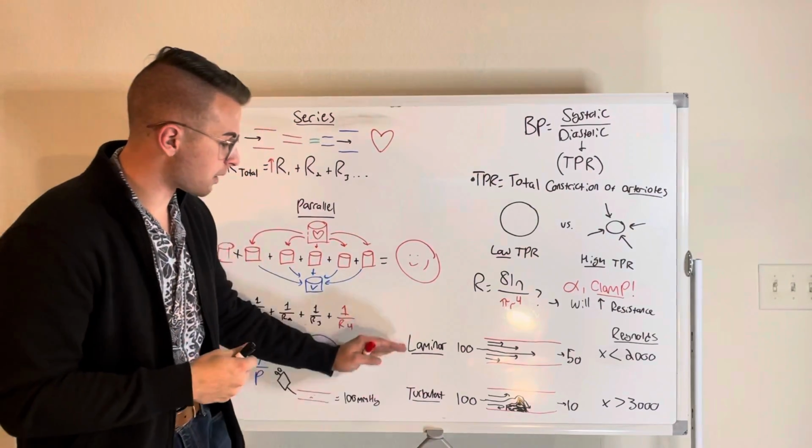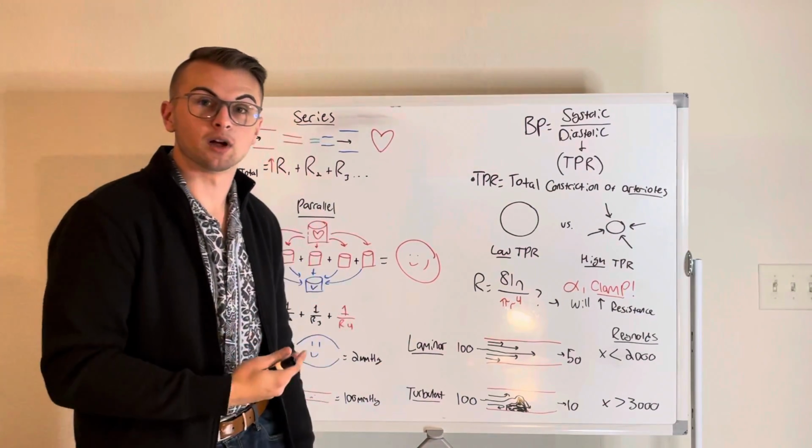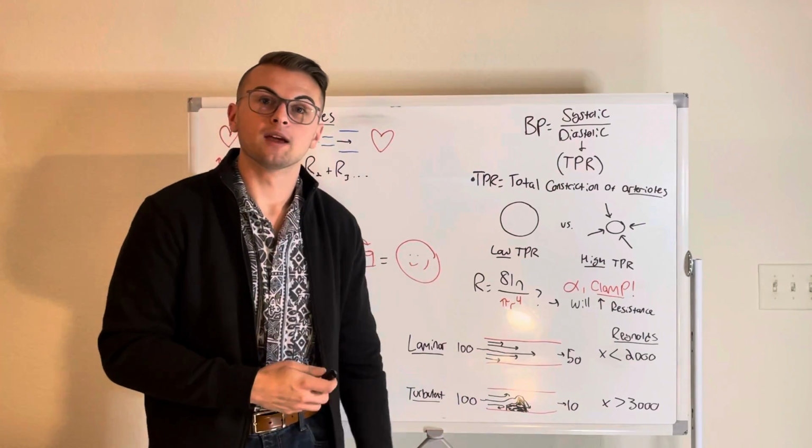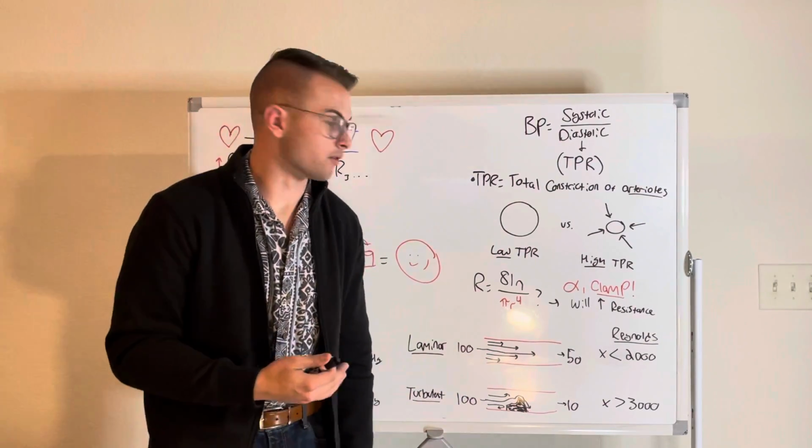So this brings us to our next important concept. We're talking about laminar versus turbulent flow. This is laminar straight flow versus chaotic turbulent flow. So these are both based on the concept of Reynolds number.